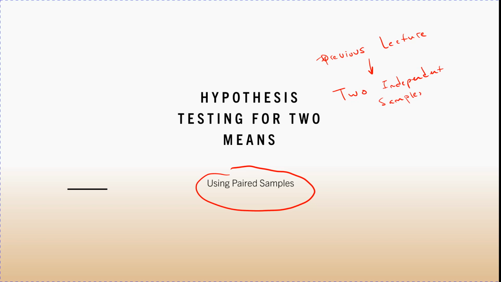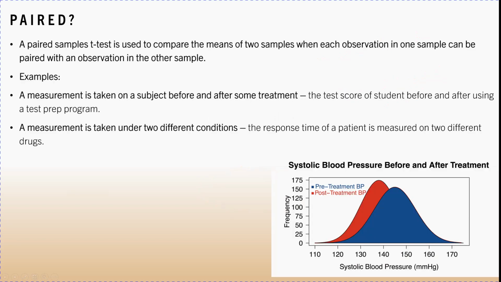If you think back to that lecture, the first example we talked about was test scores for students who used computers regularly in their class and students who didn't use computers regularly in their class. So we had two different groups. Paired samples is a little bit different. So what do I mean by paired?